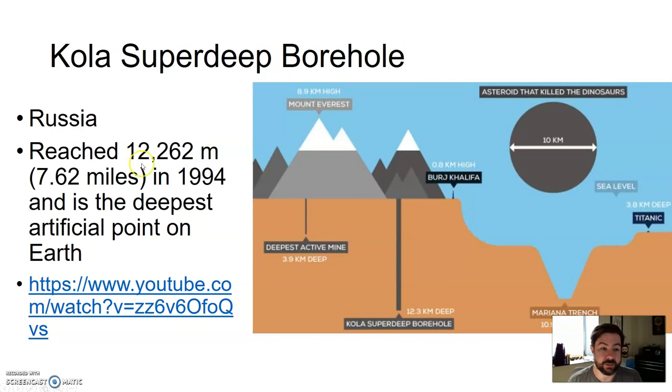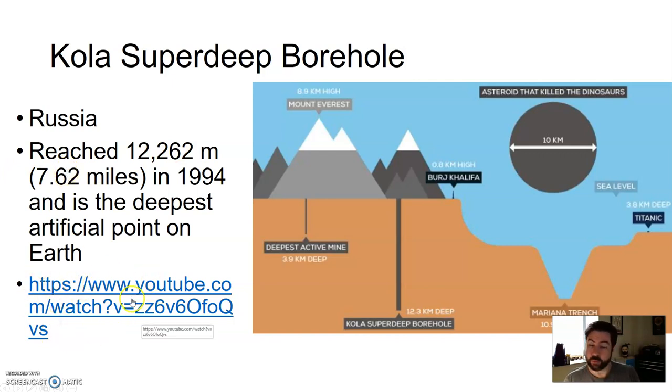So they reached 12,262 meters, which is a little over 7.5 miles, and it took them all the way up until 1994, and it is currently the deepest artificial point on Earth. You can see the deepest active mine is about 3.9 kilometers, about 2.3 miles or so. That's as far as humans can go before it gets too hot. But again, the Kola Super Deep Borehole, over 12,000 meters, over 7.5 miles.